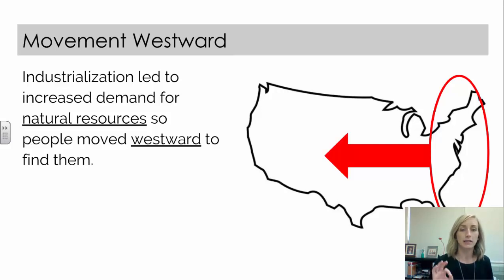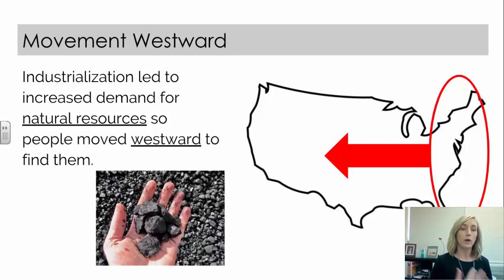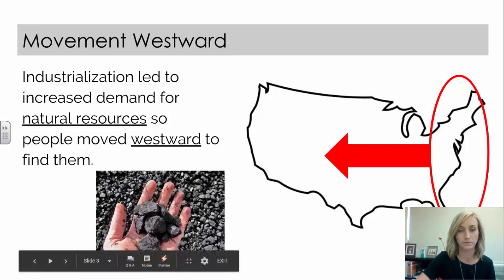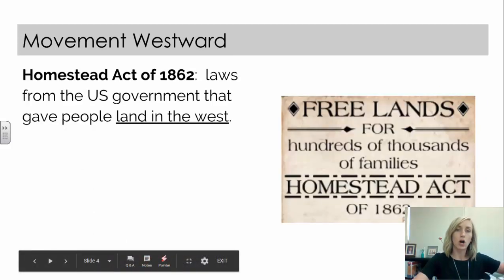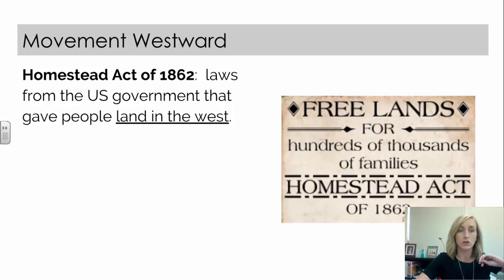So industrialization led to increased demand for natural resources. We needed things like coal and iron ore. So people moved westward to find that coal and iron ore for those industries that these natural resources were so needed for. One thing that was drawing people out westward was something called the Homestead Act of 1862.